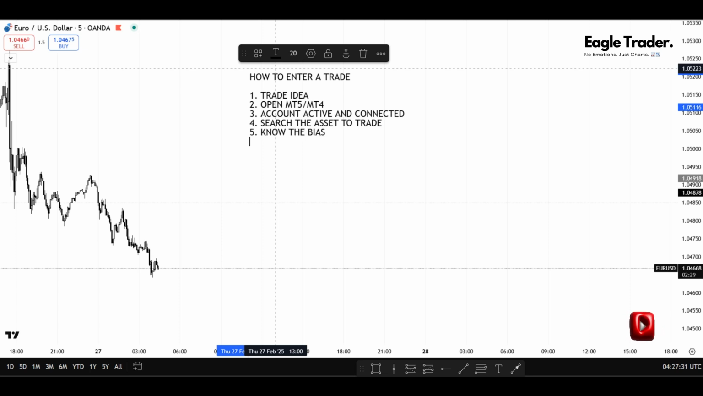Know the bias. I mean, that's very important. You need to know, is it a sell? Is it a buy? And that is what is going to inform your decision to know what exactly to do. Now, when the bias is known, the next thing to do is, with the bias, you're going to know your entry point, you're going to know where to enter.